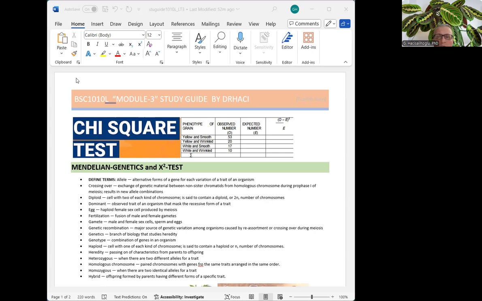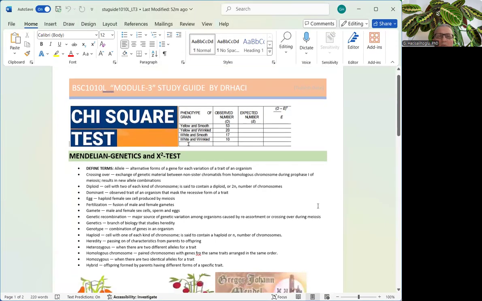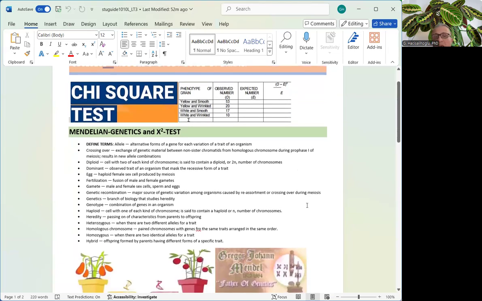Okay, so maybe we start with the chi-square test, which is going to be a large problem that you need to actually calculate on the test. We are going to have a table with a phenotypes column, observed numbers, which will be given to you, expected, observed minus expected, observed minus expected squared, and observed minus expected squared divided by expected.